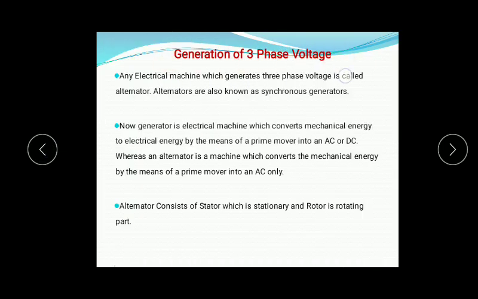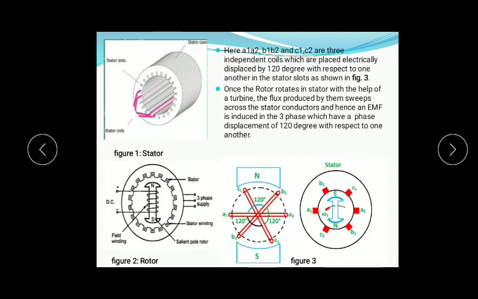Please go through this generation of 3-phase voltage. What is the electrical machine? What are the parts of it? What exactly does it convert? This is also important: how we are going to place the coils.